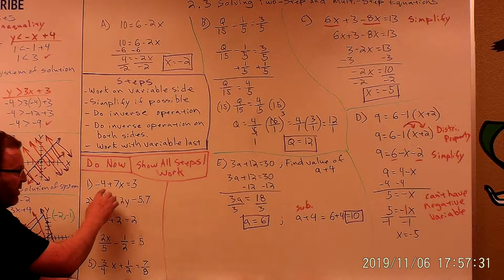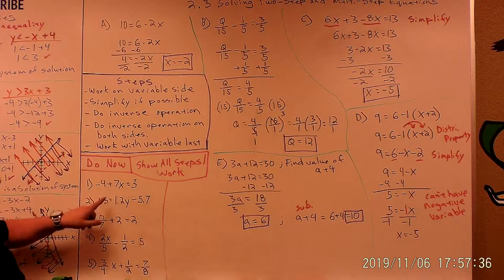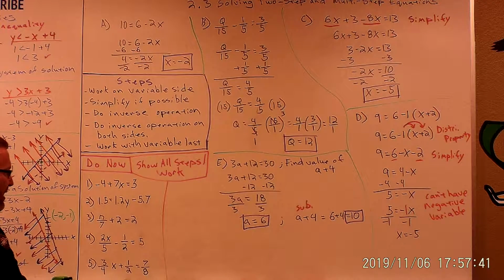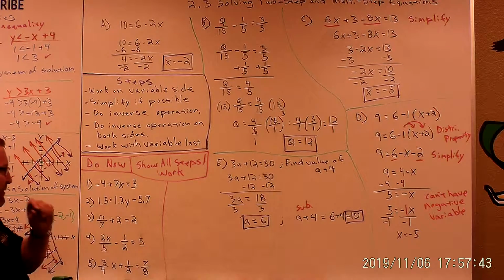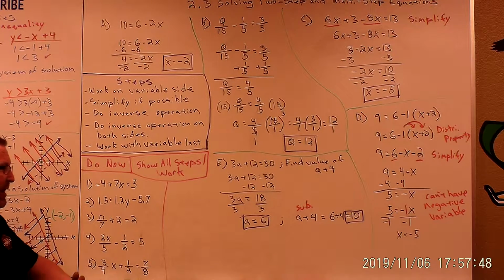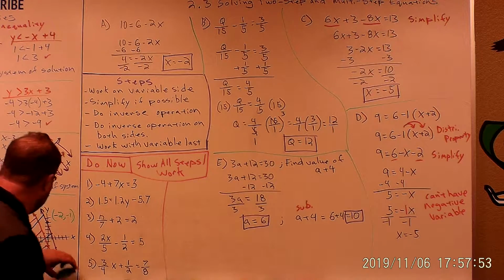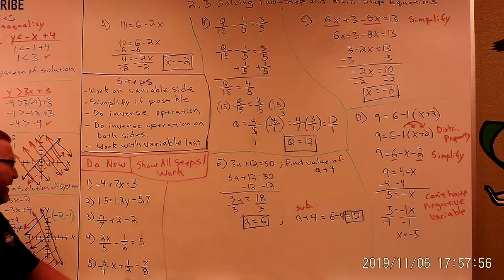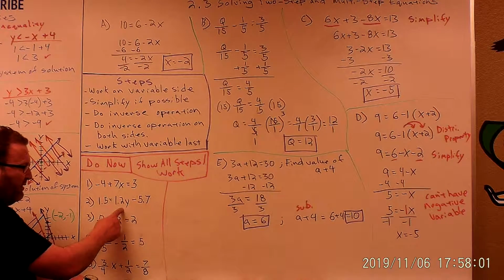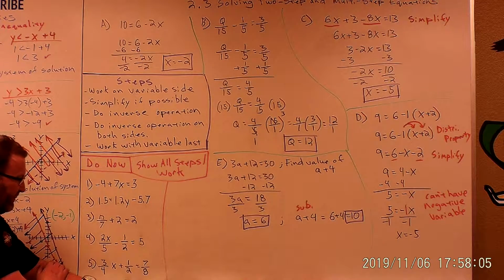Looking at this first one, we're minus 4 plus 7x equals 3. So we're going to work on the variable side, inverse operation. So we're going to move the 4 to the other side, and then we're going to divide by 7. Remember, in all these problems, you do not want improper fractions. You don't want decimals. You guys know how to convert improper fractions and convert proper fractions back. Okay, so this next one, we're working on the variable side. So we're going to add 5.7 to both sides and then divide by 1.2.